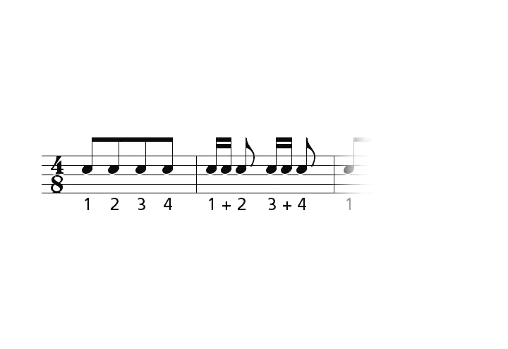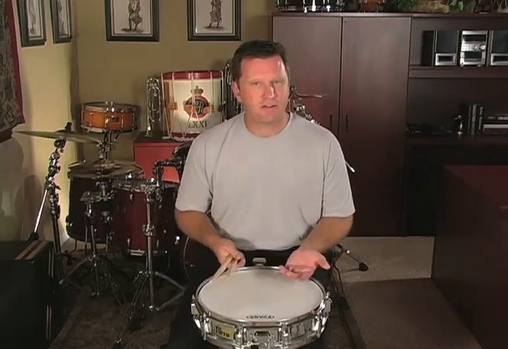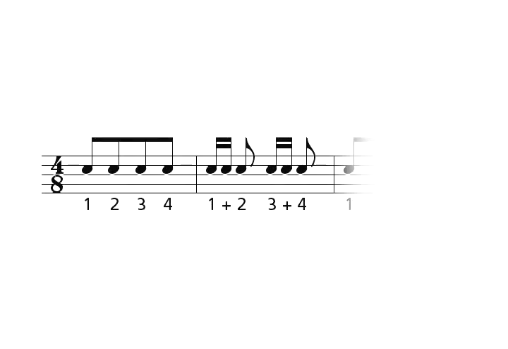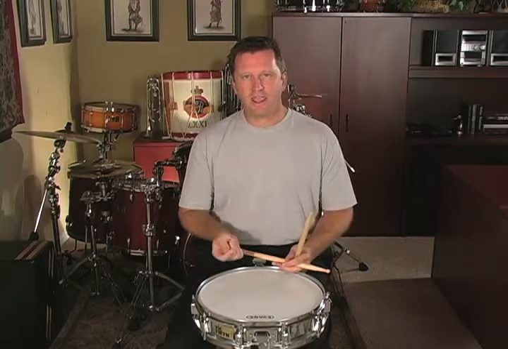Now, since there are 2 16th notes in each 8th note in the second measure, I would say and between the beats. 1 and 2, 3 and 4. So you see, playing 16th notes in 8 time is very simple. It's just getting used to seeing something written differently. So in the first 2 measures of this line, I'm counting 1, 2, 3, 4, 1 and 2, 3 and 4.